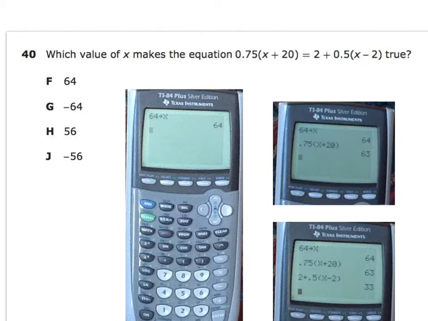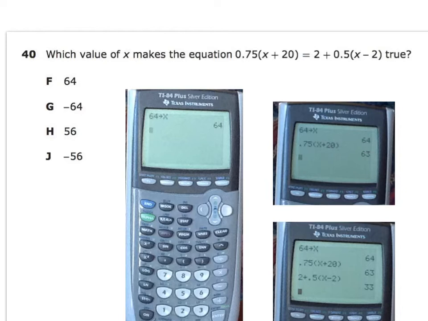To use my store key, the store key is located down here right above the on key. So I'm going to type in first the number I need to store. I'm going to type in 64. And then when I press the store key, it gives this little arrow saying, where do you want me to put that 64? Then I'm going to type my X key. And if you don't know it, this key right here is the shortcut to the X. Just press it and it'll give you an X.